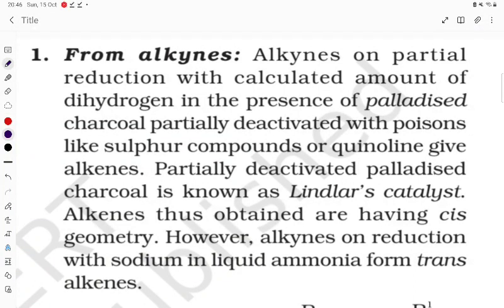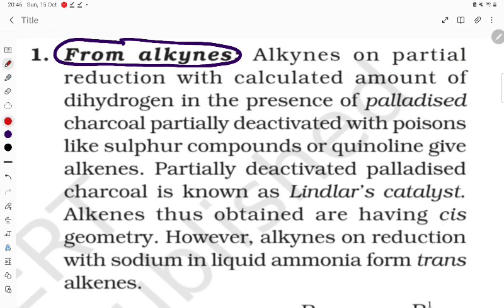Hello student, let's see the preparation of alkenes from the alkyne. How can you prepare the alkene? There are two ways. We need to do the partial reduction. From alkynes to get alkenes, we need the partial reduction. If you do complete reduction with a strong reducing agent, it directly converts into the alkane.